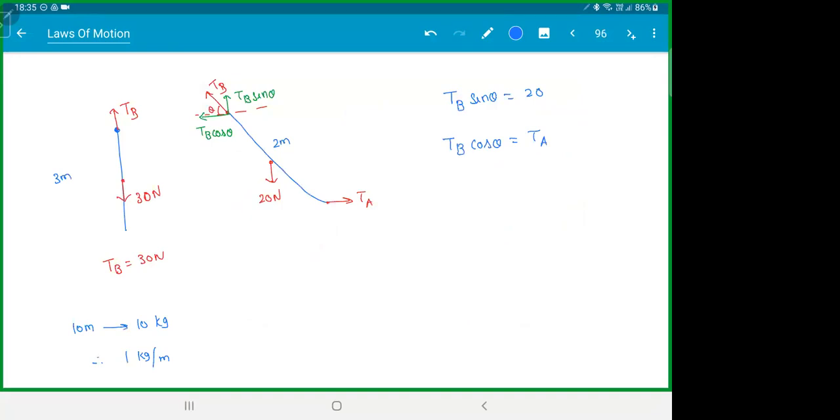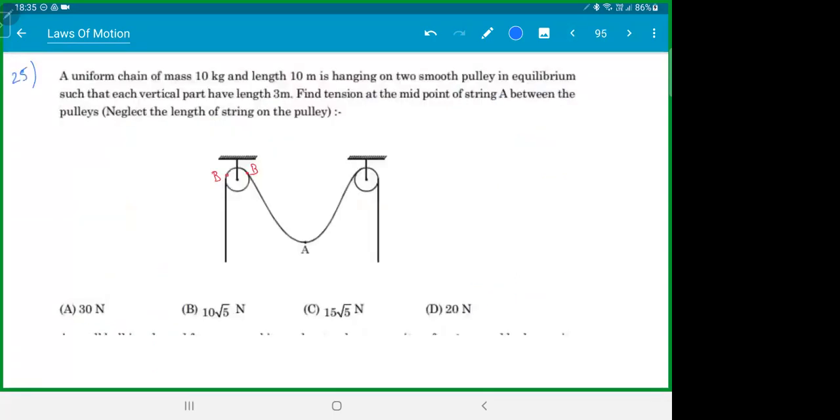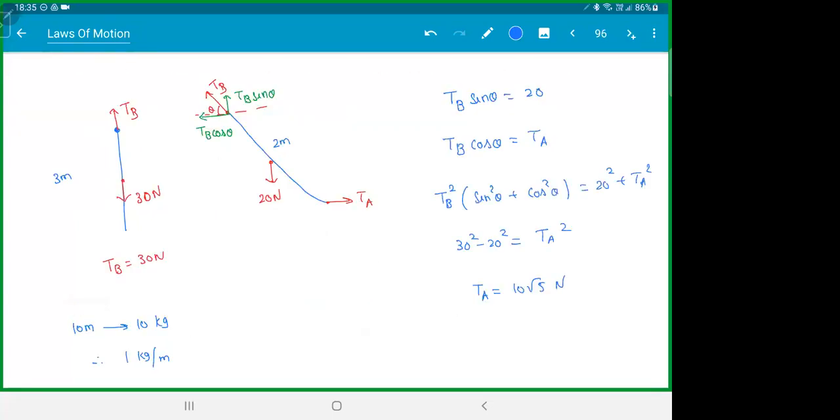I can even find theta if you want, but square them and add them. TB square sin square theta plus cos square theta will be 20 square plus TA square. And I know TB is 30, so 30 square minus 20 square is equal to TA square. That is 900 minus 400, 10 root 5 newtons. B option. I hope I did right.